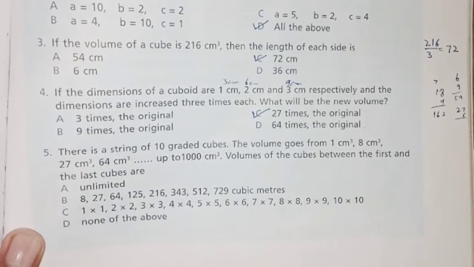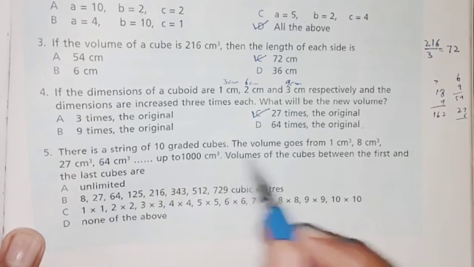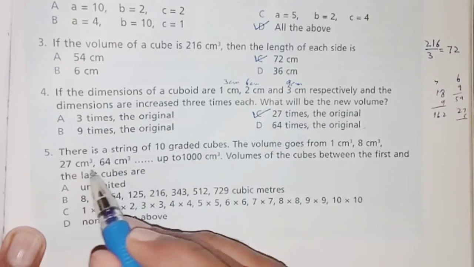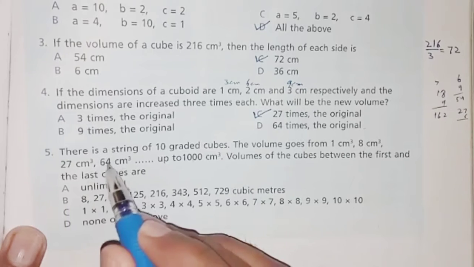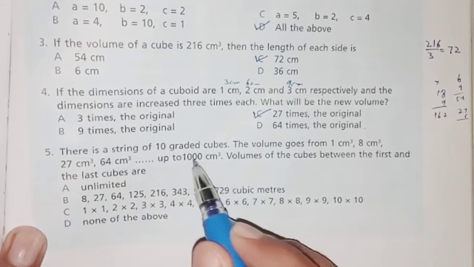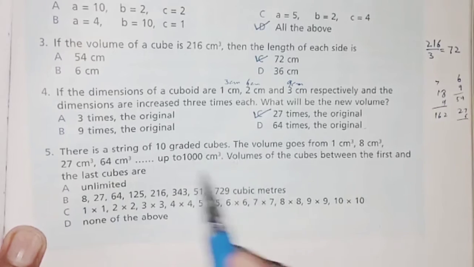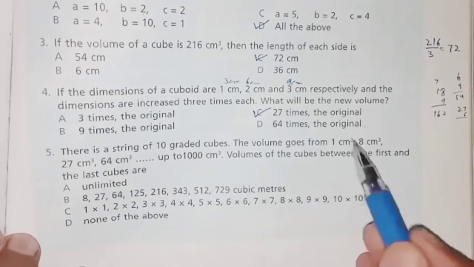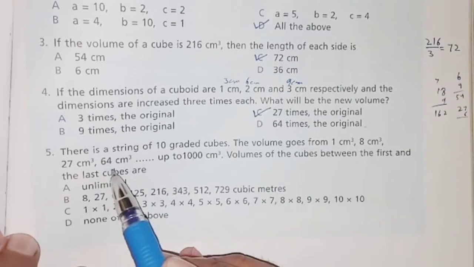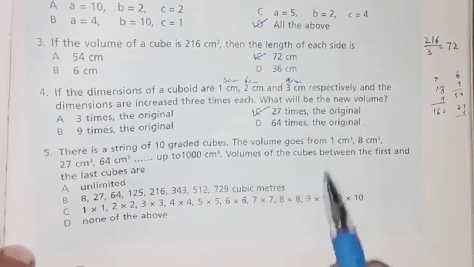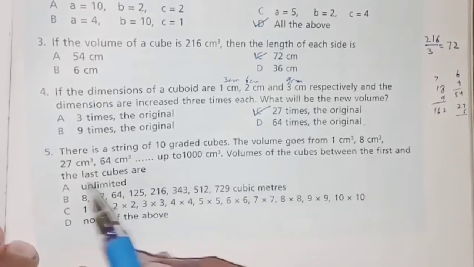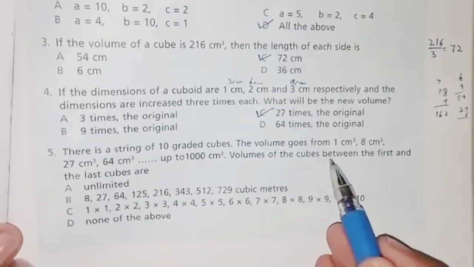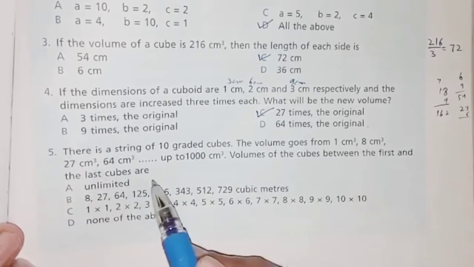The last part is, there is a string of 10 graded cubes. The volume goes from 1 centimeter cube, 8 centimeter cube, 27 centimeter cube and 64 centimeter cube up to 1000 centimeter cube. Meaning to say there are 10 cubes on the string, each has a volume that is 1, 8, 27, 64 up to 1000. We have to find the volume of the cubes between the first and last cube.